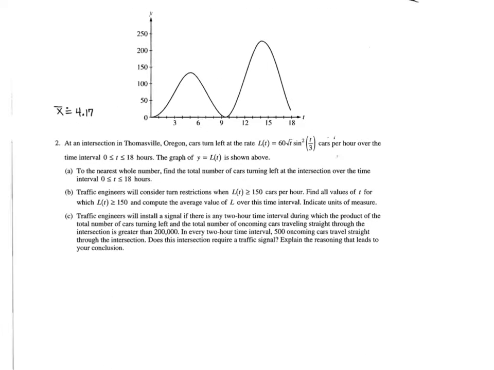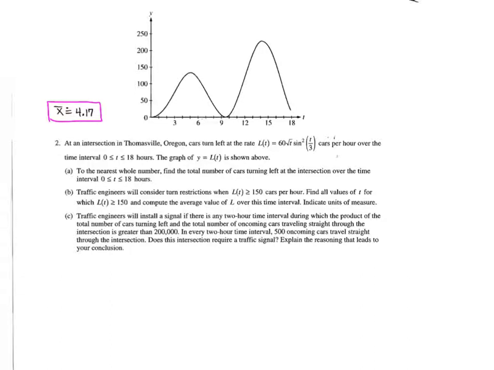Next, I'm going to the first FRQ, and we're going to talk about this one together. This right here tells us what the average score was in the nation on this exam question. It says, at an intersection in Thomasville, Oregon, cars turned left at a rate of L of t cars per hour, over the time interval 0 to 18 hours. The graph of L of t is shown above.